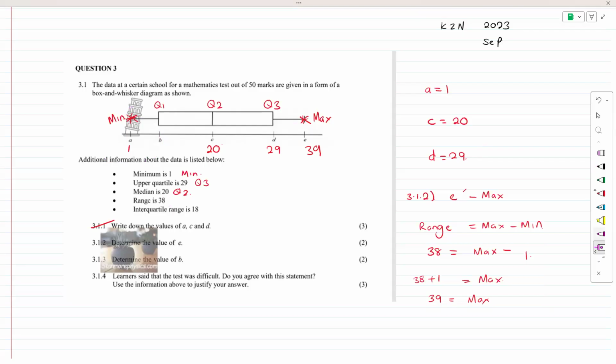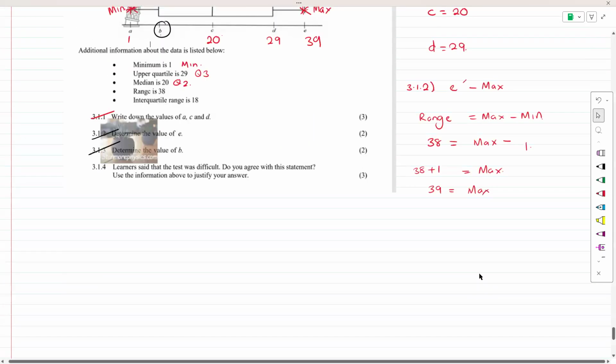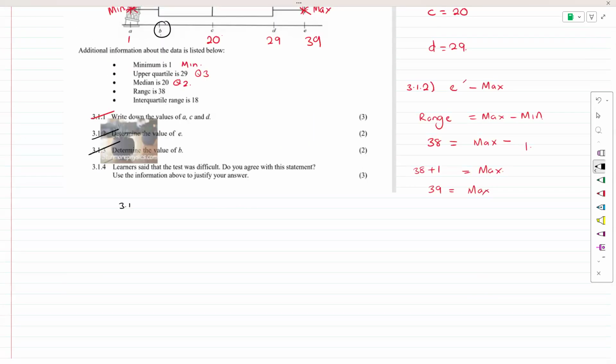And the last one, I would have preferred them to ask, what is quartile? What is B? But, oh, wait. Did I read wrong? I did read wrong, guys. Oh, E is there. Okay. No, I didn't read wrong. The last one, 3.1.3, is for us to calculate B, which is quartile 1. But it's the exact same thing.